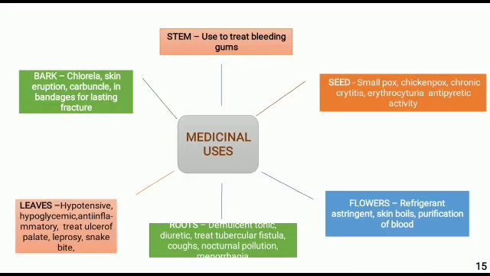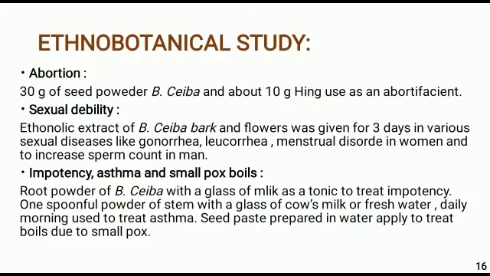Root is used as an emulsion, tonic, diuretic. It is used to treat tubercular fistula, cough, nocturnal pollution, menorrhagia, etc. Leaves are used as a hypotensive, hypoglycemic, anti-inflammatory, and are used to treat ulcer of the palate, leprosy, snake bite, etc. Bark is used in disease conditions like cholera, skin eruption, carbuncle, in bandages or for healing fractures.